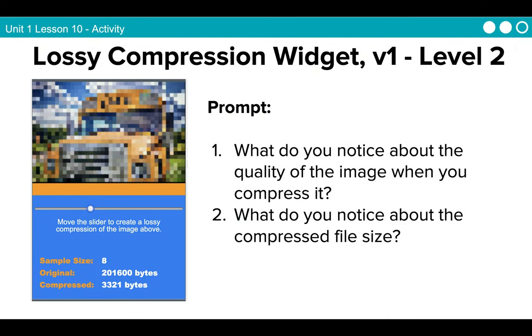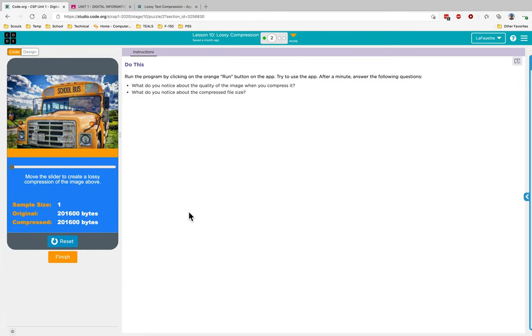So what do we notice about the quality of the image when you compress it? Well, the image quality goes down quite significantly. And what do you notice about the compressed file size? Well, when we went from original to sample size 1 to sample size 2, it went down to about a quarter of the size. So it was quite a good amount of compression that we were able to do on images there. But notice, we have lost data from it. We couldn't take it from this image back to the original image. It's one-way compression. We couldn't decompress it back to the original image because it's lossy compression. We are losing data as part of that compression.